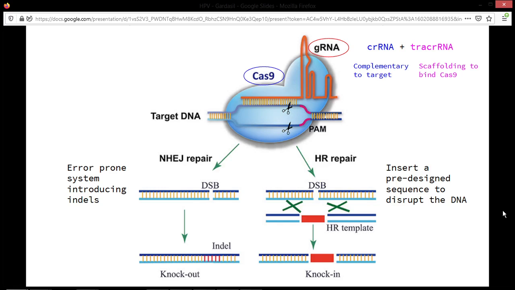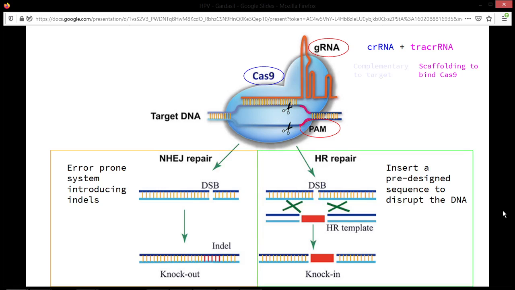Following cutting, there are 2 strategies for editing. One is non-homologous end joining, which is a very error-prone system that generates indels at random sites to disrupt the reading frame. The other is homology-directed repair, where researchers supply a pre-designed sequence to insert, disrupting the DNA. So the CRISPR-Cas9 vesicle will enter the blood and then enter the target cell. The Cas will cut and modify the gene, and here we can see deletions.